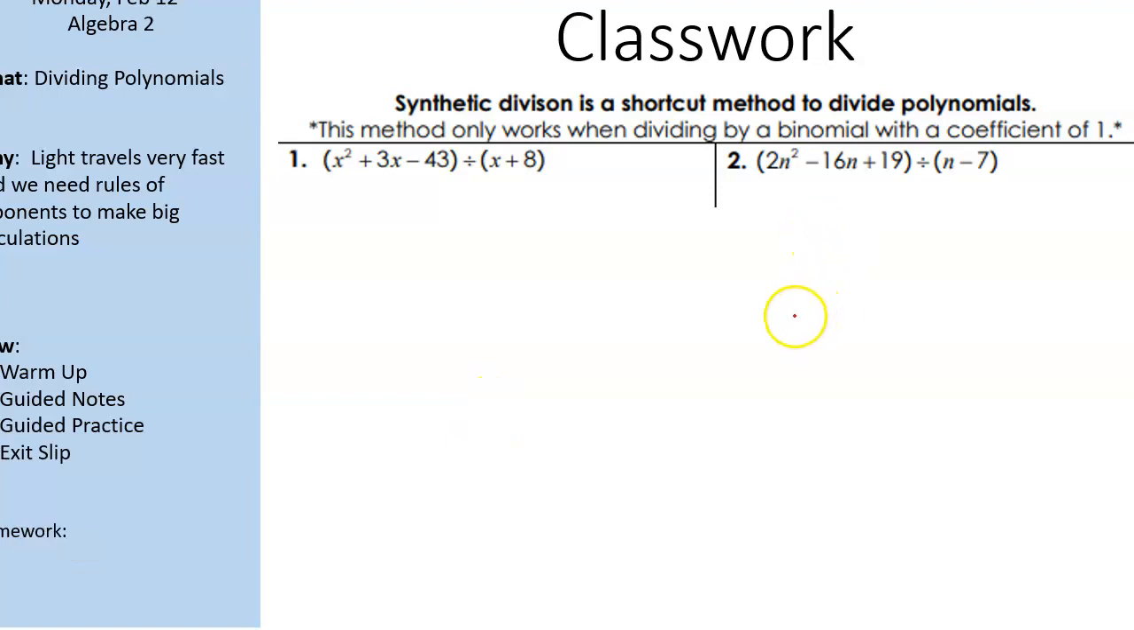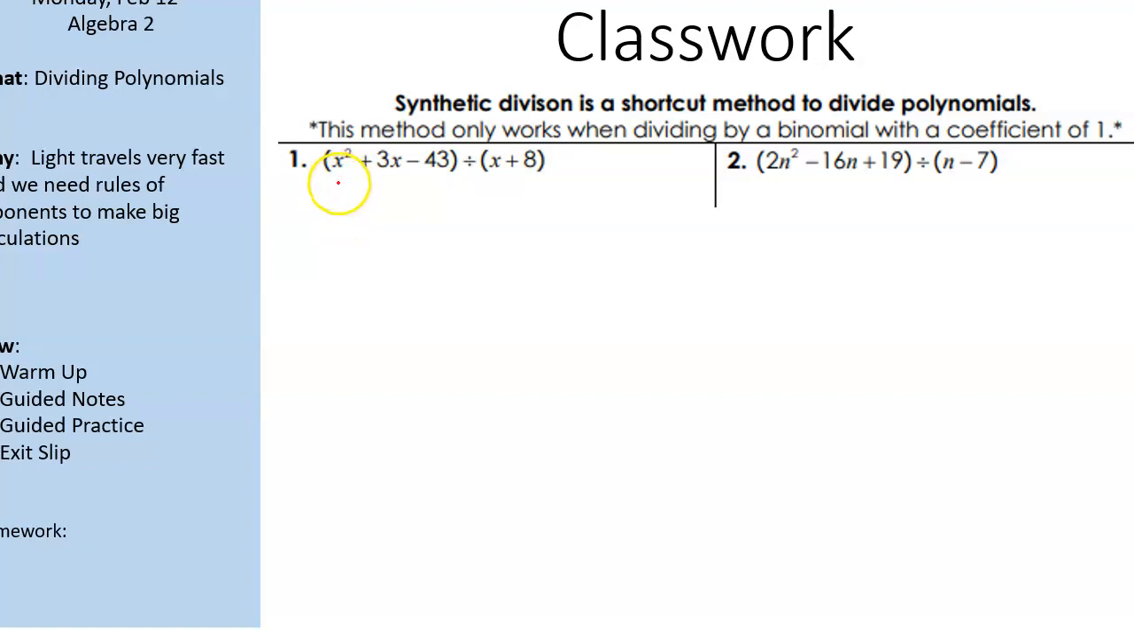Alright guys, today we're going to continue with dividing polynomials, but we're going to do synthetic division, and it's a shortcut method to divide polynomials, okay? This only works when we're dividing by a binomial with a coefficient of 1, meaning our divisor, x plus 8, that is a binomial, is 2 terms, and the leading coefficient in front of the x is 1, so we're good to go, okay?